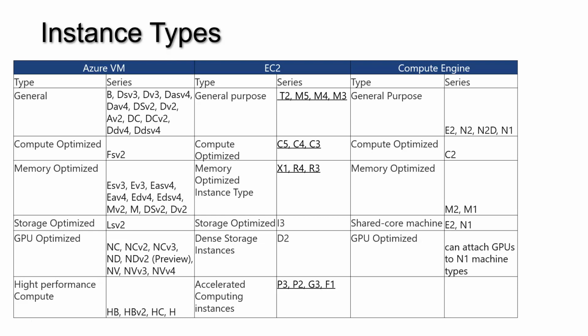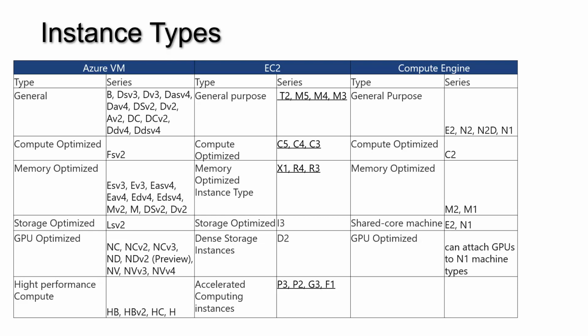If you require memory optimization, like a high memory to CPU ratio, or you need a medium to large cache, then you can suggest memory optimized. Similarly, if you have highly efficient GPU processors, then you can recommend GPU optimized. Similarly, in EC2 you have general purpose, compute optimized, memory optimized, storage optimized, dense instances, and accelerated computing instances.